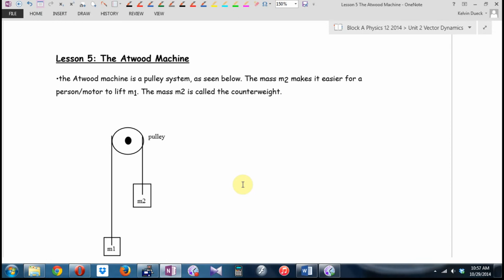The Atwood machine is a name for a pulley system as seen below. If you imagine this middle block is a pulley, this is an Atwood machine. When one goes up, the other one goes down. And there's some beautiful physics behind it. This is also, for example, how elevators work. All elevators have a counterweight. That's the mass of the elevator empty. So the motor is only lifting the people, not the actual elevator car. It's much more efficient that way.